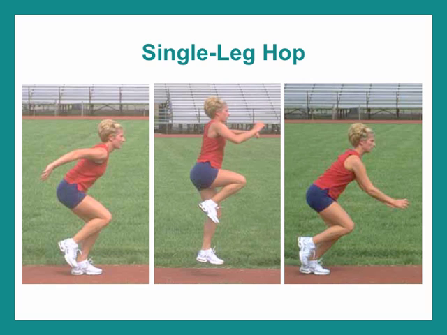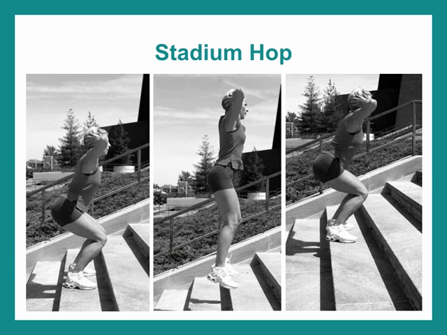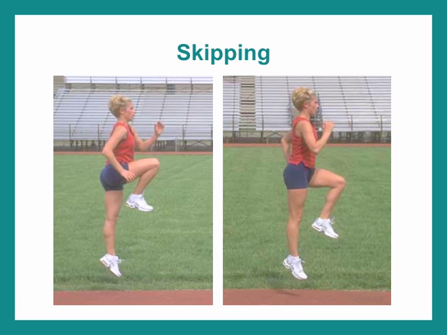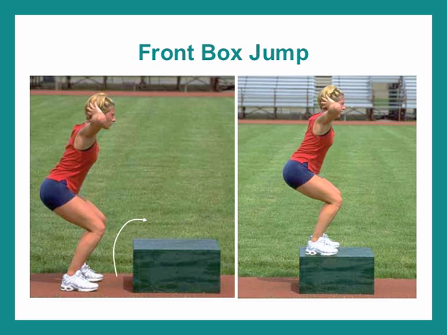Single leg hops is an example of when we talk about multiple jumps and hops. So we've got single leg hop. We can move into stadium hops, which are significantly more difficult. Next category is bounding, and then skipping. Again, we could work on height, so vertical or horizontal displacement.